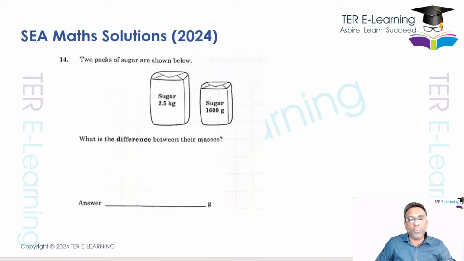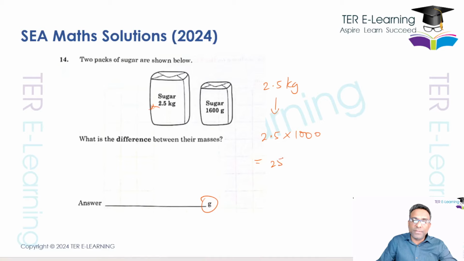Let's see. Question 14 now. We have 2 packs of sugar. One is 2.5 kg and one is 1600 kg. What's the difference? So if you want to work out the difference here, and they want the answer in grams, what I'm going to do first, this 2.5 kg, if I want to convert that into grams, I'm going to multiply by 1,000. So that's 2.5 multiplied by 1,000, so that's going to give us 2,500. So that's the mass of the first bag. So now we're going to take 2,500 and we're going to minus 1,600.